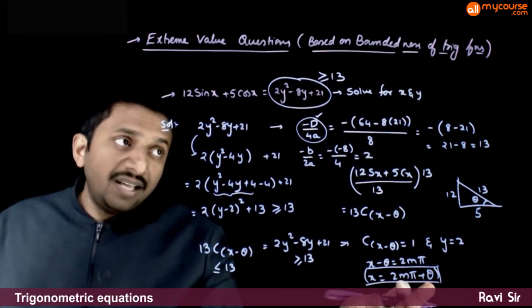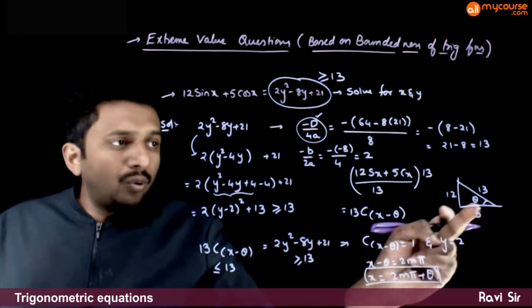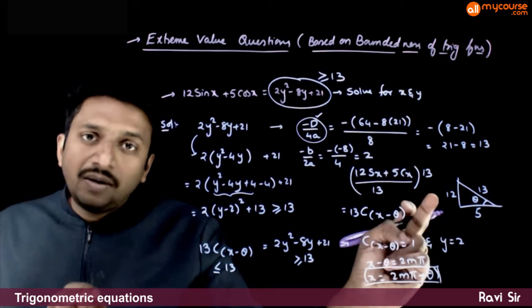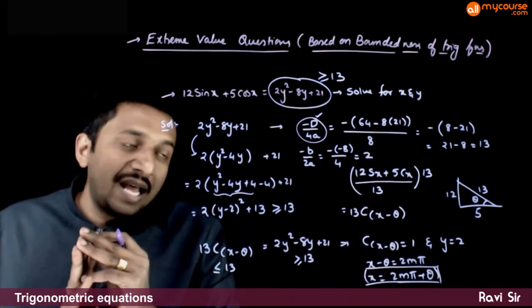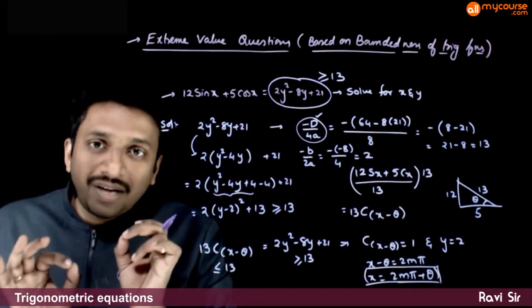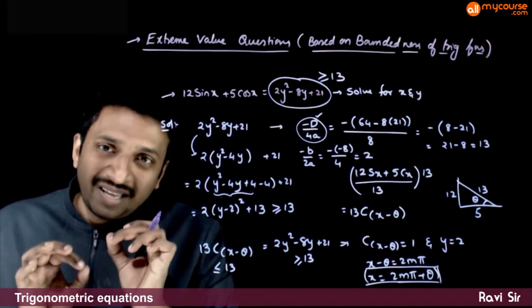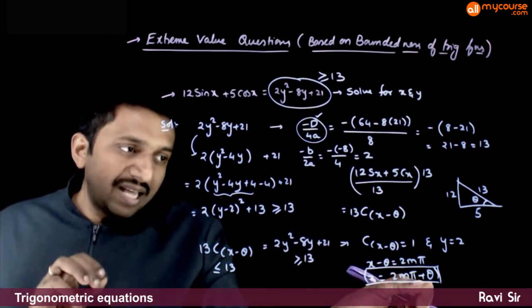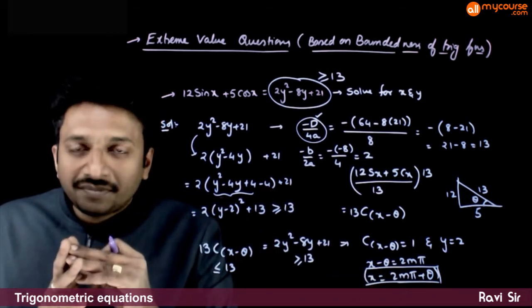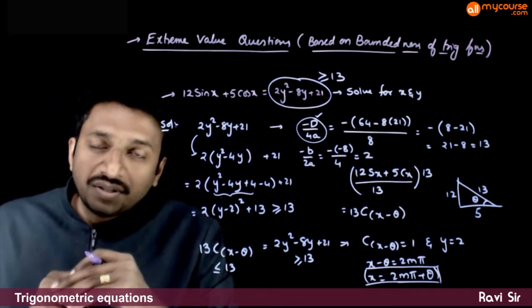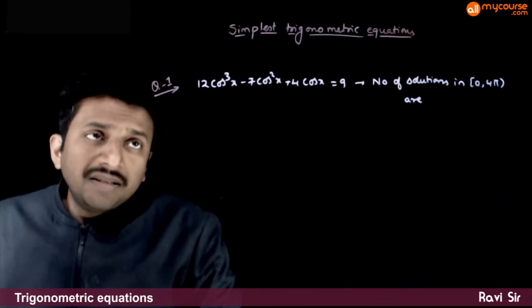Here theta is some angle whose tan is equal to 12 by 5, that is, tan theta is equal to 2.4. You get some angle theta. So that is the angle which you need to use here. So I hope you have understood this question. So let us look at this question.